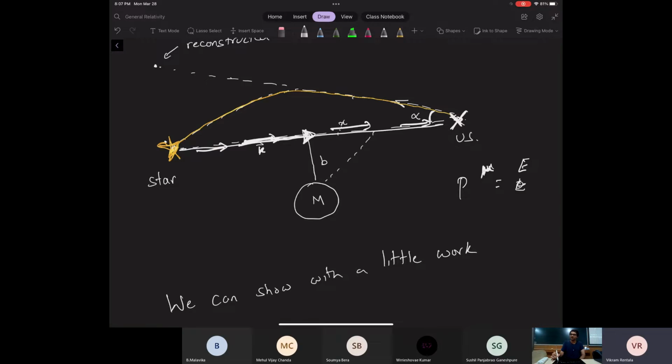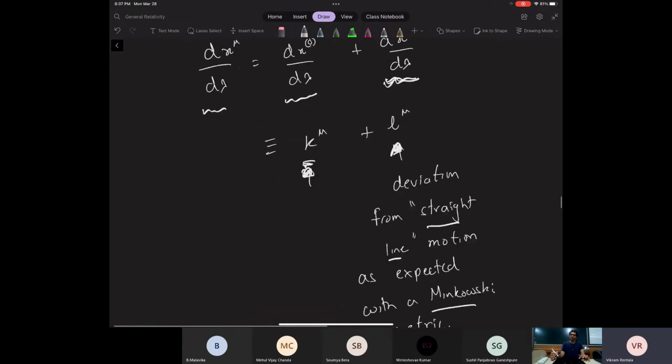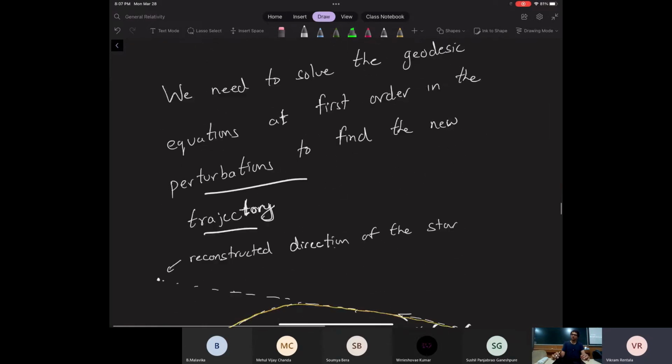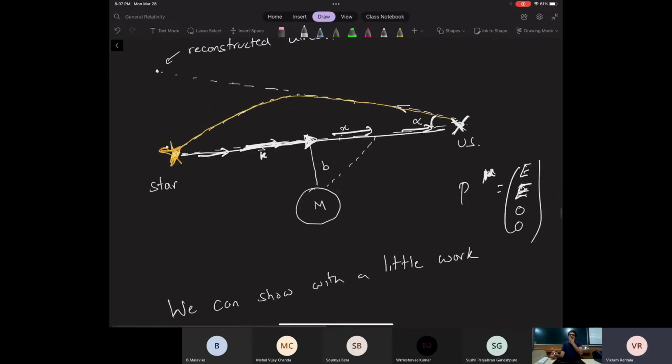If it's traveling along the x direction, it's just (E, E, 0, 0). This is what you would think naively is the tangent vector. This would be like dx^μ/dλ. Okay, this would be your tangent vector.